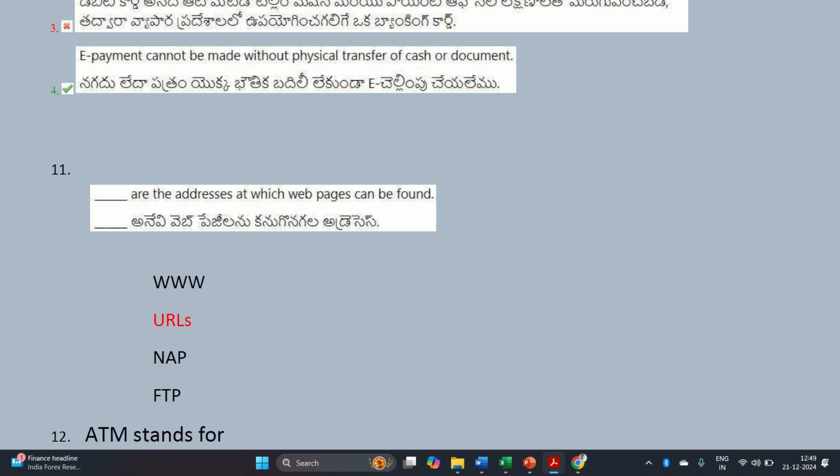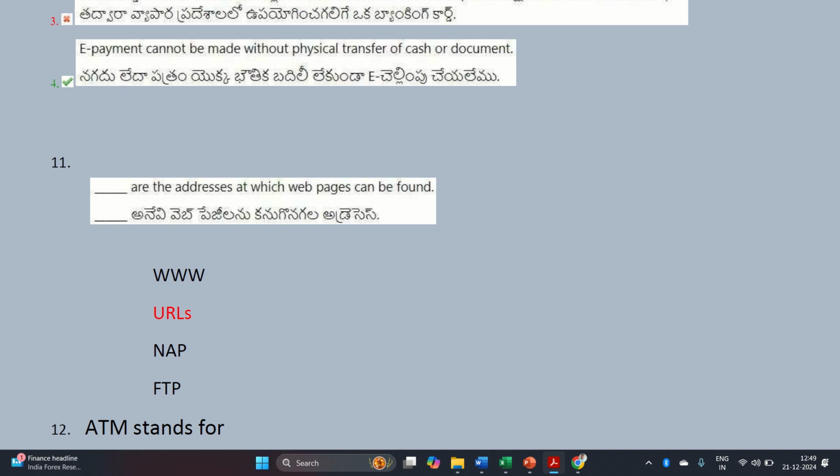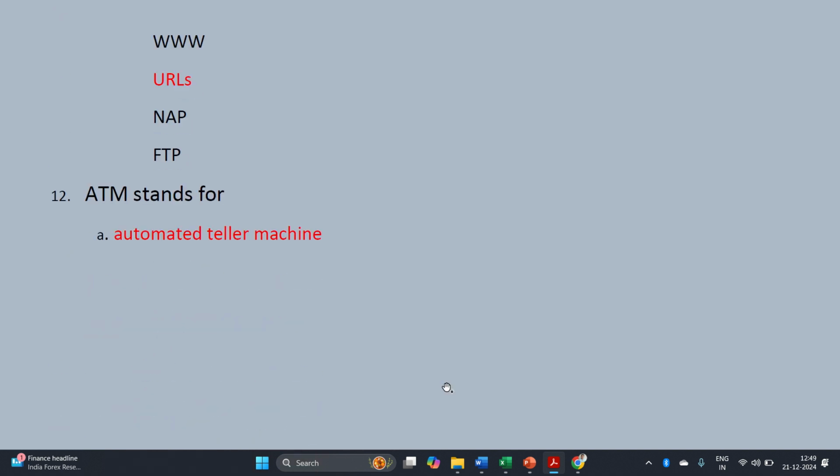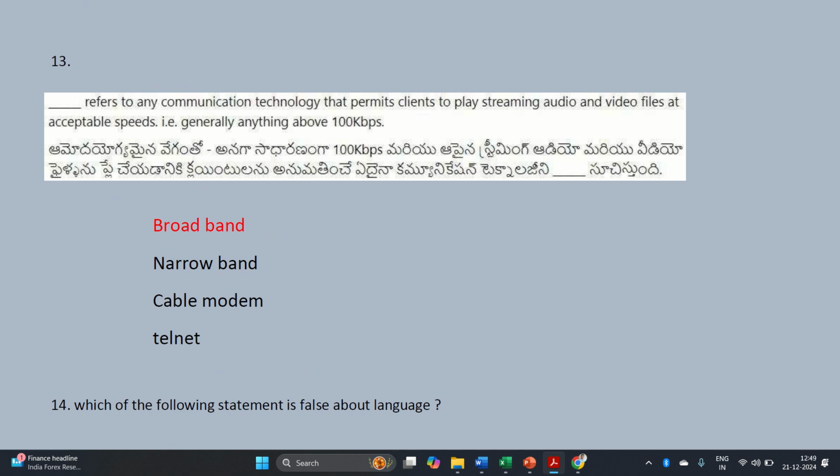URL, uniform resource locator, is the address at which web pages can be found. ATM stands for automated teller machine, and DAS refers to any communication technology that permits clients to play streaming audio and video files at acceptable speed, that is generally anything above 100 kbps.